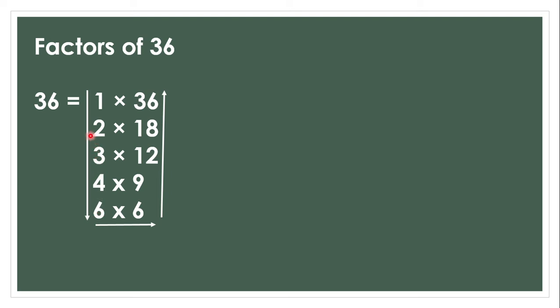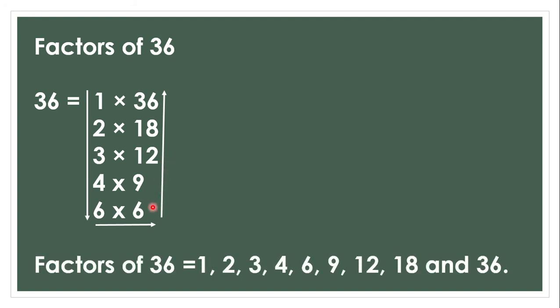So we'll stop here, and after 6, when you go you will get 9 fours are 36, so you no need to write that. You can stop here and list out according to the arrow marks. So the factors of 36 will be 1, 2, 3, 4, 6, 9, again 6 you no need to write, 9, 12, 18 and 36.